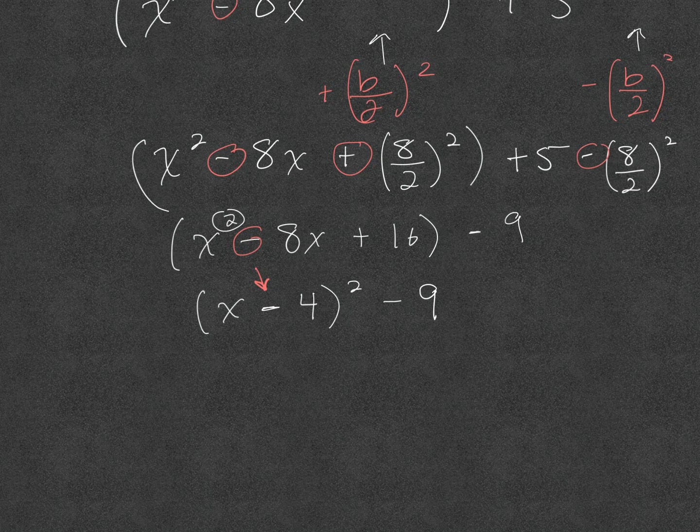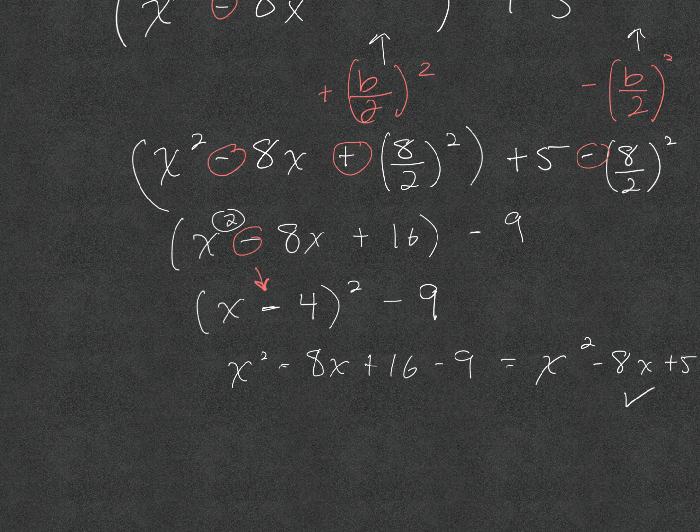And if you want to check that, well, you can square that real quick. X squared minus 8x plus 16 minus 9 does give me x squared minus 8x plus 5, and that's a check, okay? Now, let's do another one.